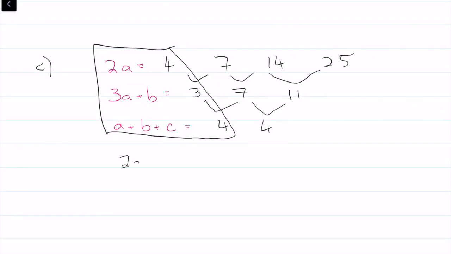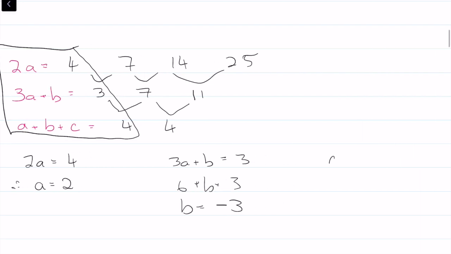Then we say that 2a is equal to 4, so a is equal to 2. Then 3a plus b is equal to 3, so that's 6 plus b is equal to 3, so b is equal to minus 3. And the last line, a plus b plus c is equal to 4, so a was 2, minus 3, plus c is equal to 4, so that's minus 1, so c is equal to 4, taking the minus 1 across, plus 1 is equal to 5.